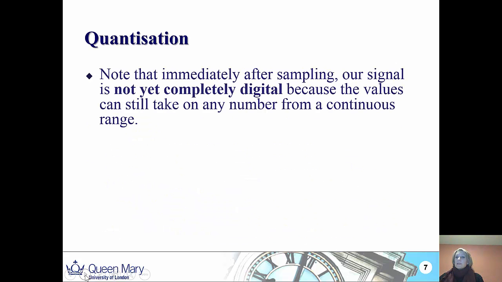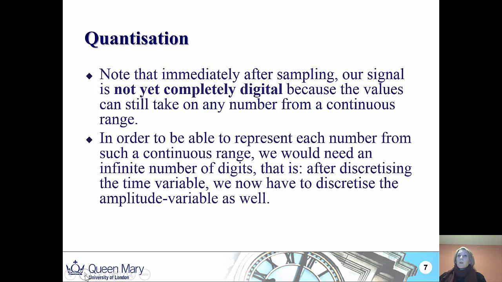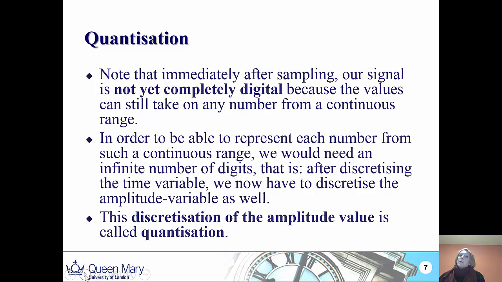So it's important to note that after we sample our signal, it is not just ready to be sent. It's not yet completely digital because the values can still take on any number from the continuous range. So we need to convert this continuous range of values into a discrete finite range of values. In order to represent each number from a continuous range, we would need an infinite number of digits. So we want to reduce that infinite number of digits to a finite range, and this is the main functionality of the quantization process.